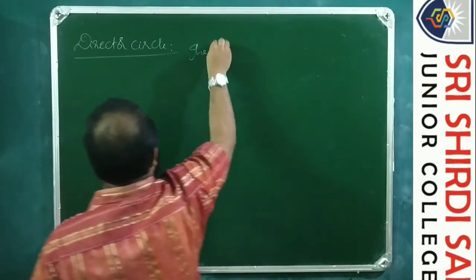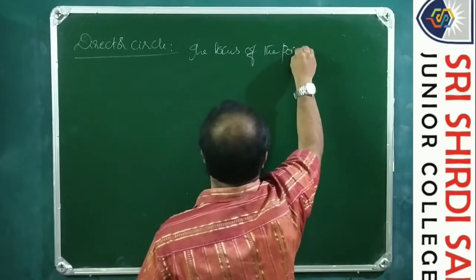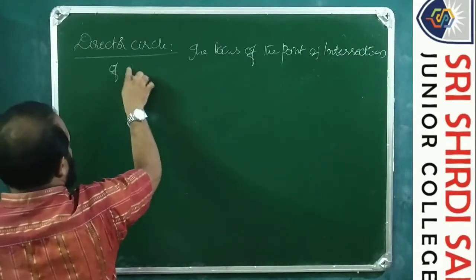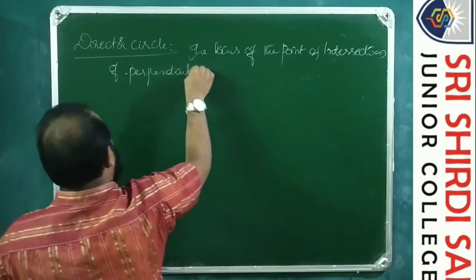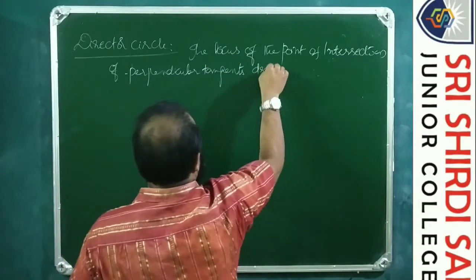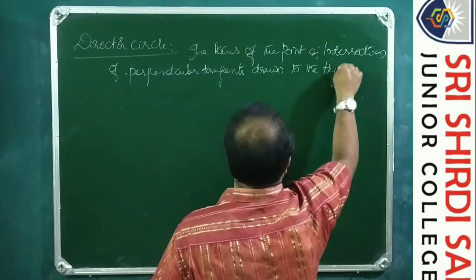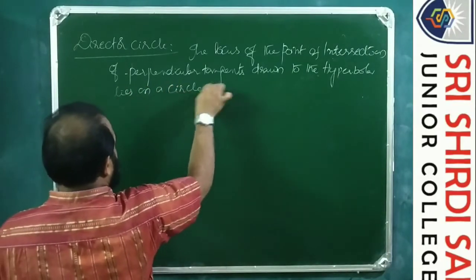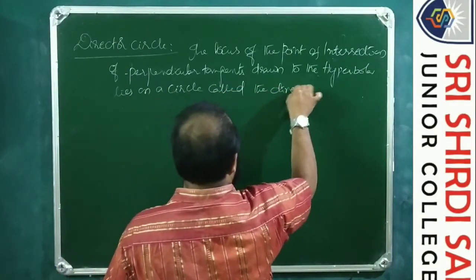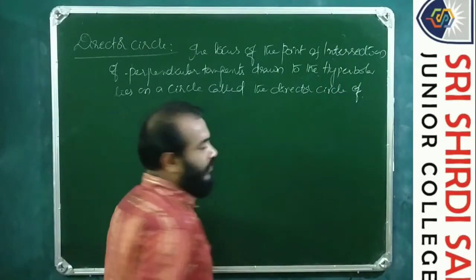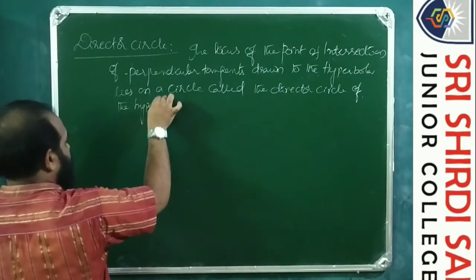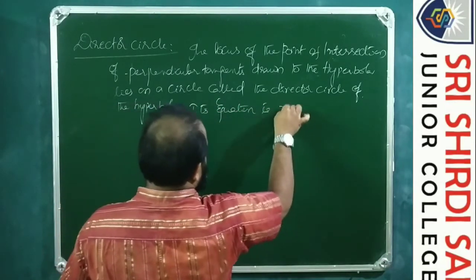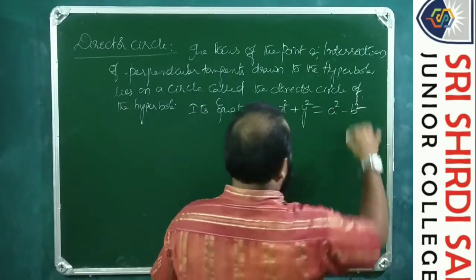So it says the locus of the point of intersection of perpendicular tangents drawn to the hyperbola lies on a circle called the director circle of the hyperbola. So its equation is x square plus y square is equals to a square minus b square.